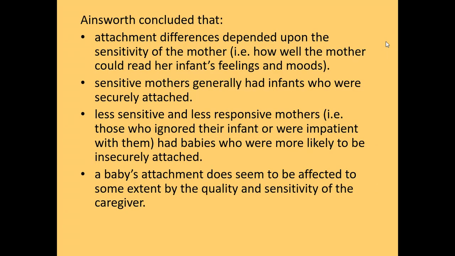What Ainsworth concluded was that attachment is dependent on how sensitive a mother was to what was going on with the child. So that's the sensitive responsiveness we've talked about before. Sensitive mothers tended to have infants who were securely attached. Mothers that tended to ignore their infant or lost their temper with them were more likely to have insecurely attached infants. And that it is the reaction they get from their caregiver that does influence the type of attachment an infant can have. So that's what Ainsworth concluded from her experiments.